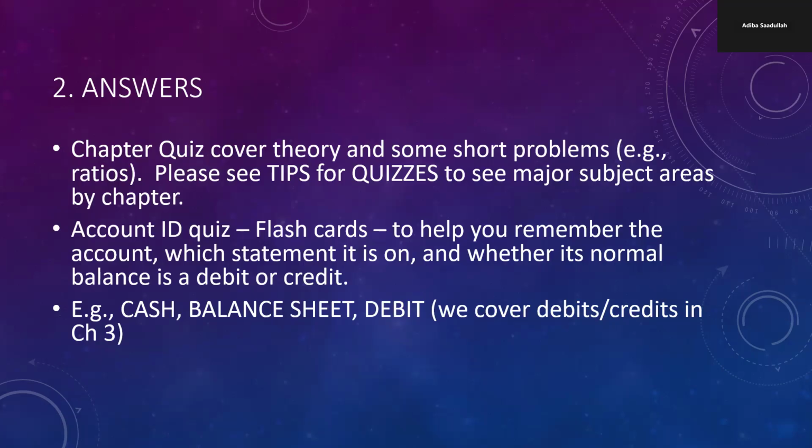And then starting with chapter three, it will say, what is its normal balance, debit or credit? So for cash, the answer would be balance sheet and debit. You'll get other choices like income statement debit, income statement credit, balance sheet debit, balance sheet credit, or neither. But that's the account ID quiz. Just think of it as a flashcard.